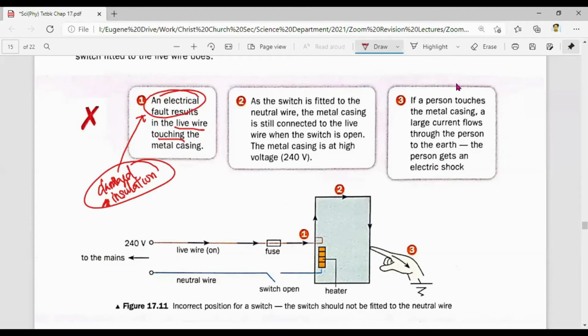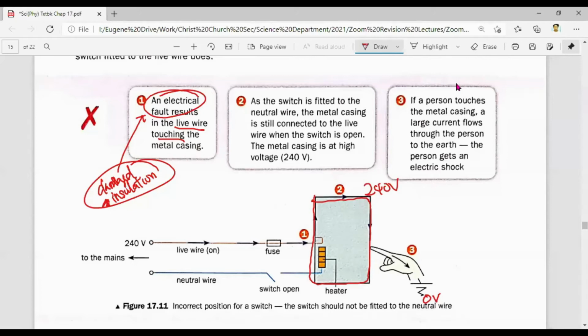Now, imagine something that has a metal casing over here. Then the fella touches it. Can you see the live wire, 240 volts? When I connect to the casing here, this whole casing is 240 volts because the live wire touches it. This man, when he touches it, just take note, the ground is normally 0 volts. 240 volts over here, 0 volts.